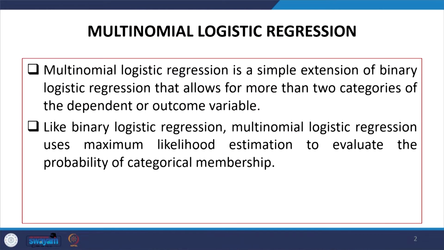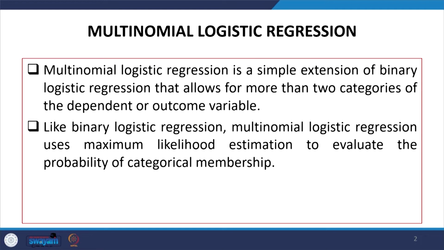Multinomial logistic regression is in fact a simple extension of binary logistic regression that allows for more than two categories of the outcome variable. As we already discussed in the previous lecture, when we have more than two categories of the dependent or the outcome variable, not the independent one, I think I said independent, you just correct it as dependent one. When the dependent or the outcome variable has more than two categories, we use multinomial logistic regression.